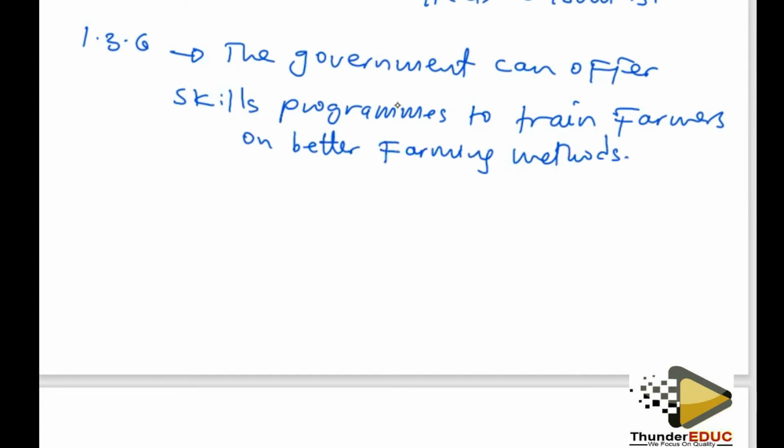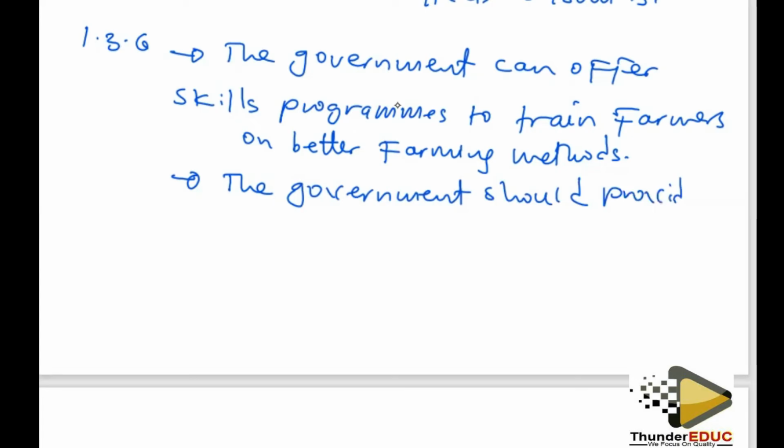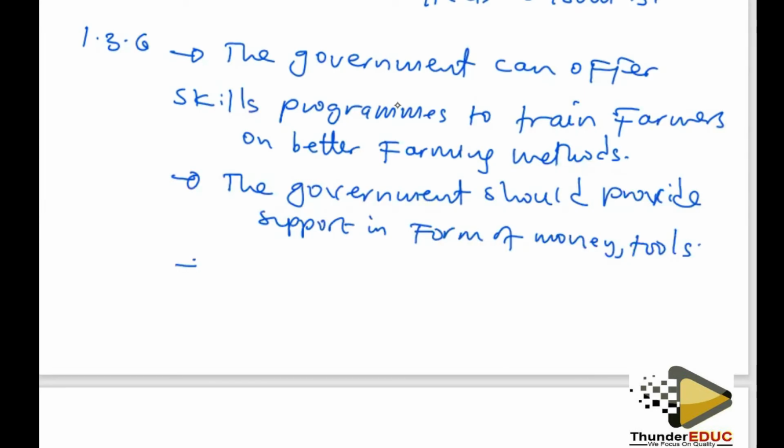Secondly, the government should provide support in form of money, tools. So by doing so, this will ensure stable maize production.